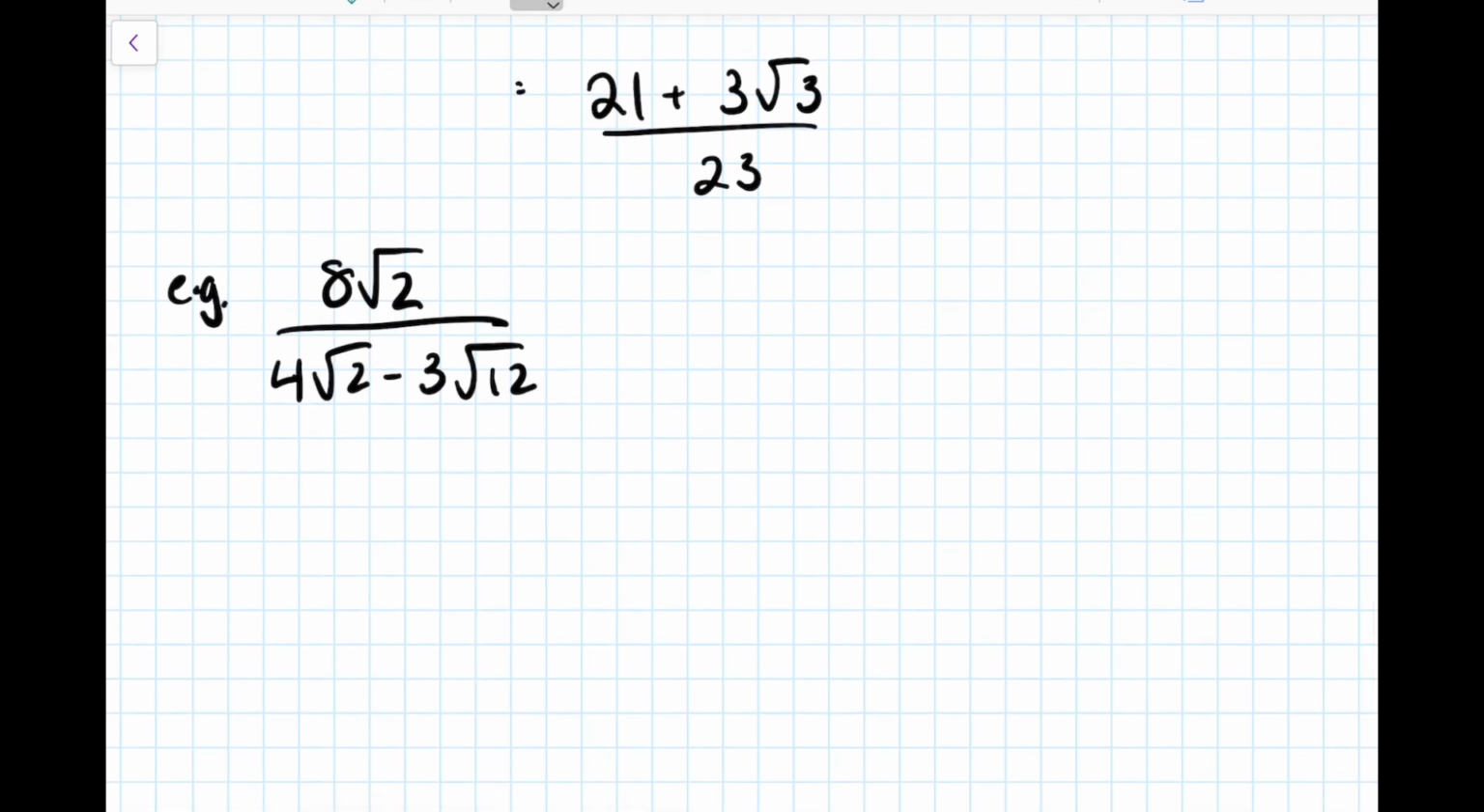So our conjugate here is going to be 4 root 2 plus 3 root 12. So we're going to do that on the top and the bottom.